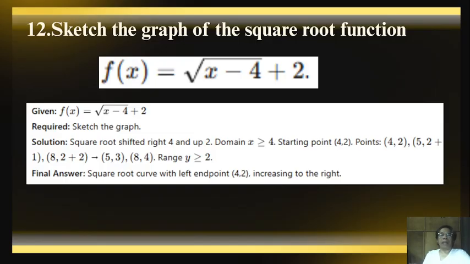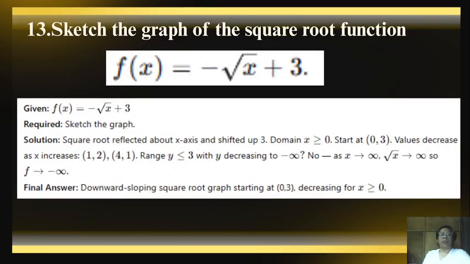And the rest of the other points. So the final answer: a square root curve with left endpoint (4, 2) increasing to the right.